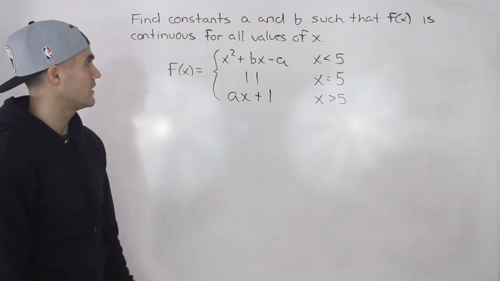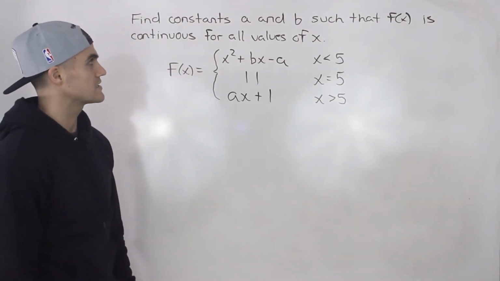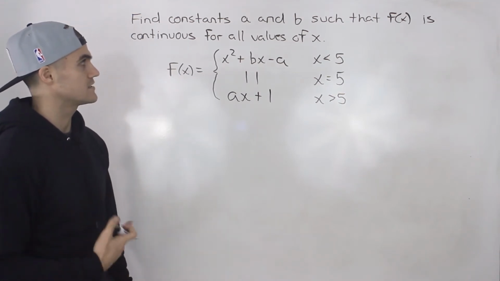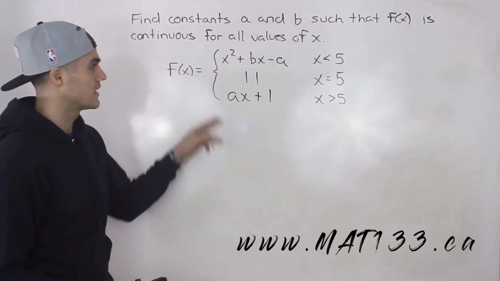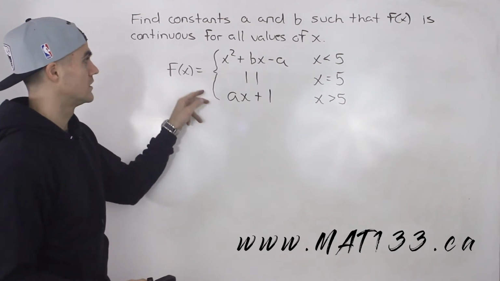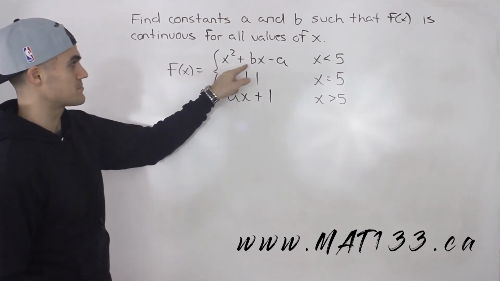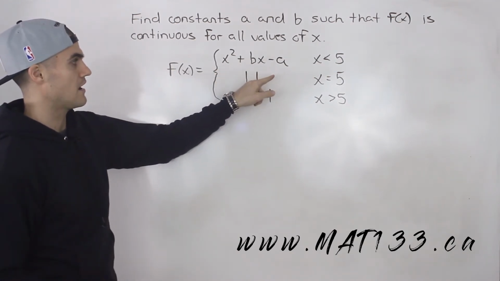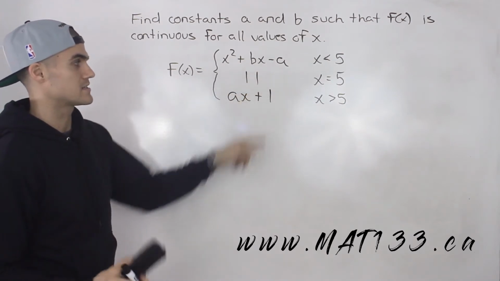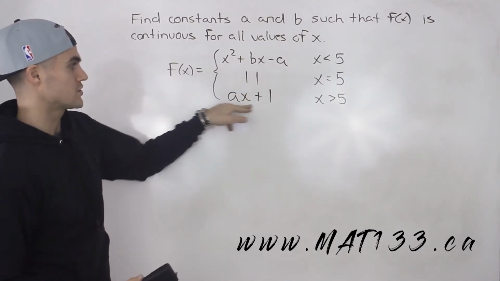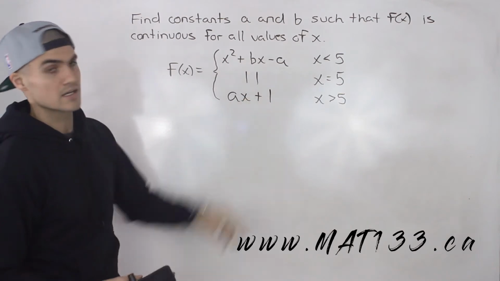Moving on to another question. We have to find the constants a and b such that f of x is continuous for all values of x in this piecewise function. So we have x squared plus bx minus a when x is less than 5, the function is equal to 11 when x is equal to 5, then the function is equal to ax plus 1 when x is greater than 5.